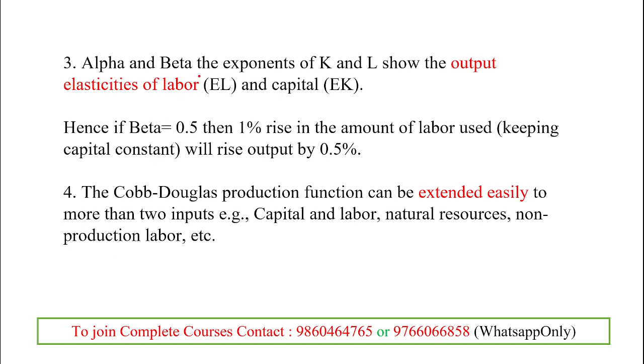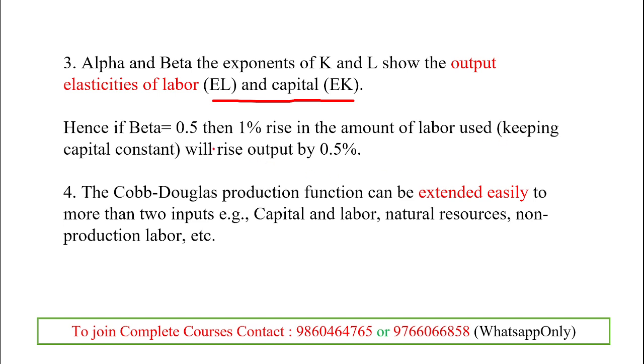And alpha and beta, the exponents of L and K, show the output elasticities of labor, that is EL, and capital, that is EK. So K and L are the two inputs, and the parameters are alpha and beta: A L^alpha K^beta. Here L goes with alpha, K with beta. The parameter alpha shows the output elasticity of labor and the parameter beta shows the output elasticity of capital. And then if beta equals 0.5, then a 1% rise in the amount of labor used.